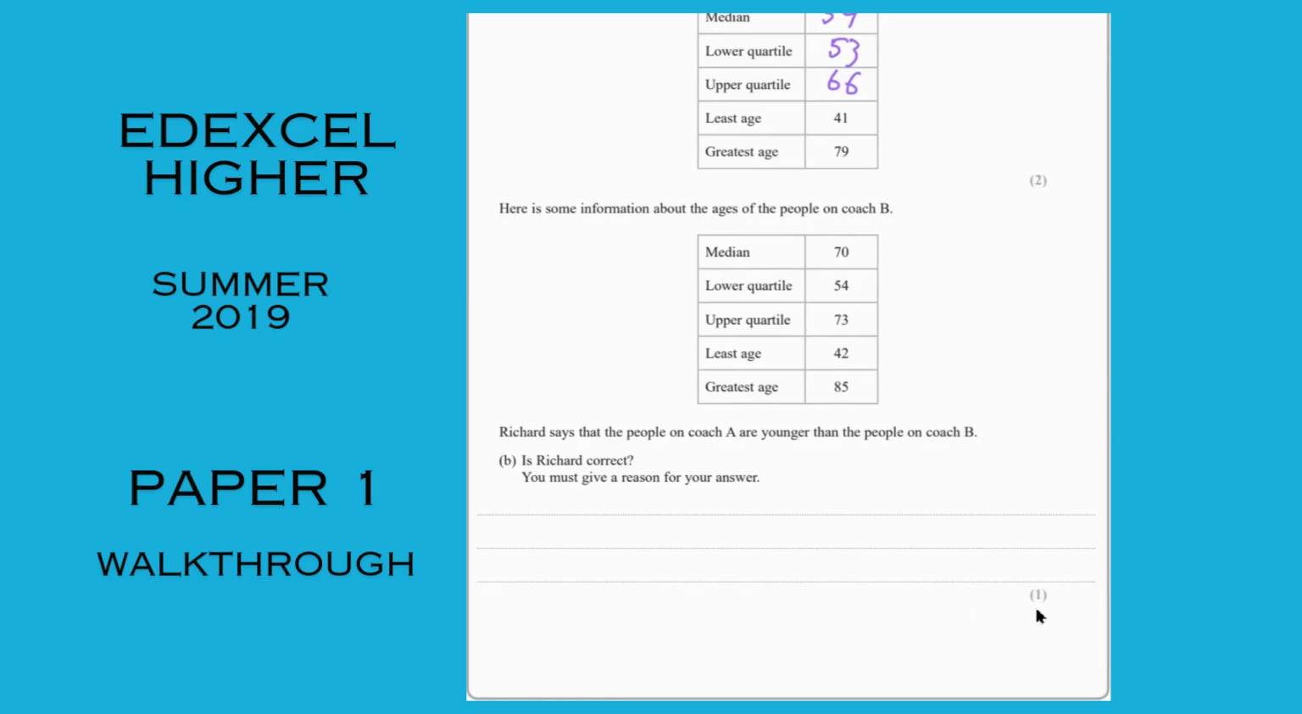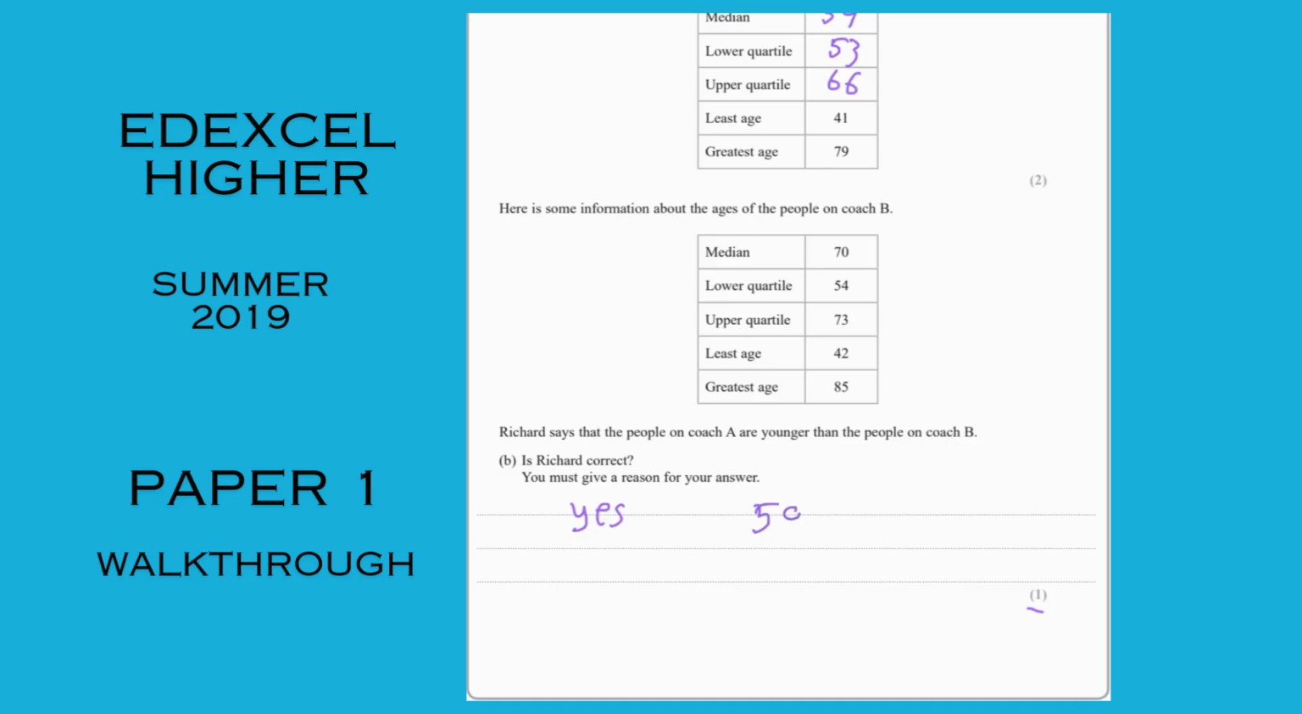Now, as always with these wordy ones, it's 1 mark. You don't need to fill all 3 lines. Richard says Coach A is younger than B. Is he correct? Yes. I mean, you could argue all the data is smaller, greatest age 79. All the data is basically younger or smaller numbers. But because you want to go for the maths, just say yes.